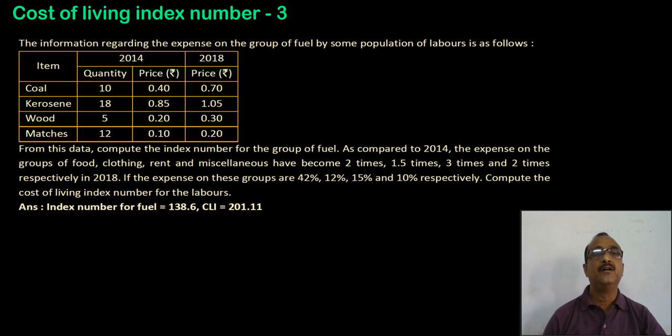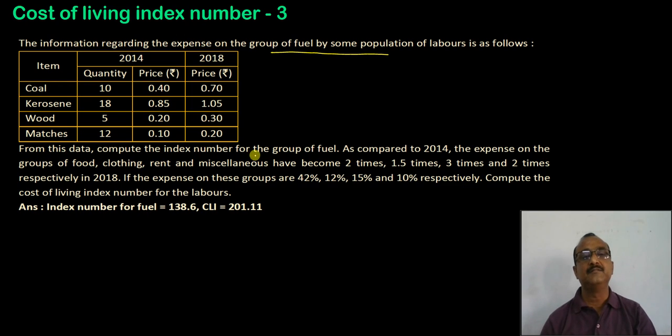Read this question carefully. The information regarding expense on the group of fuel by some population of laborers is as follows. Then by quantity, 2014 price, 2018 price, it is our table. But read this line carefully: from this data, compute the index number for the group of fuel. That means from the given data, first we have to find the index number of fuel.